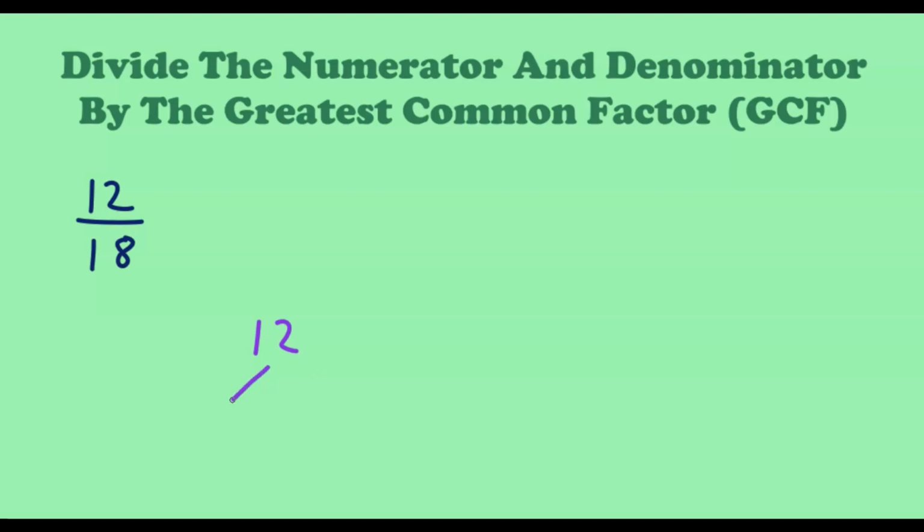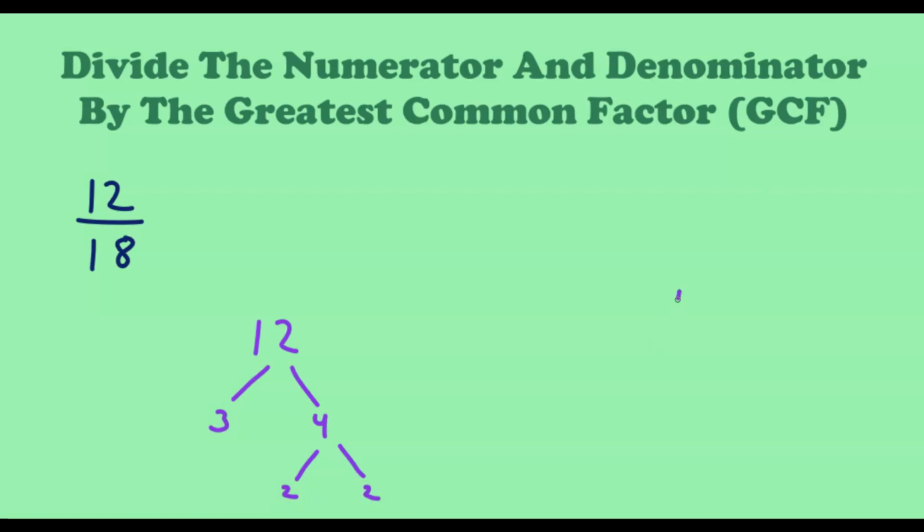So note that 12 is equal to 3 times 4. Now 4 can be written as 2 times 2. So that means that the factors of 12 will be 3, 2, and 2, meaning that 12 is equal to 3 times 2 times 2.